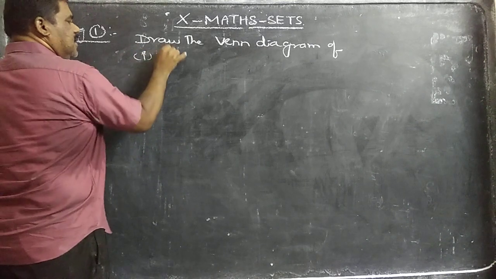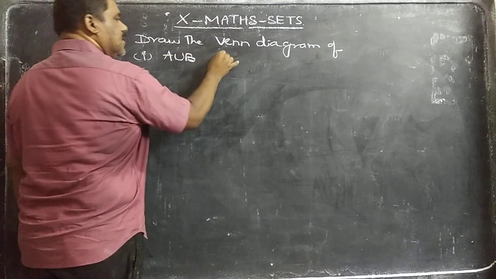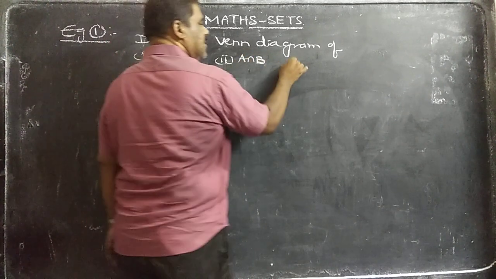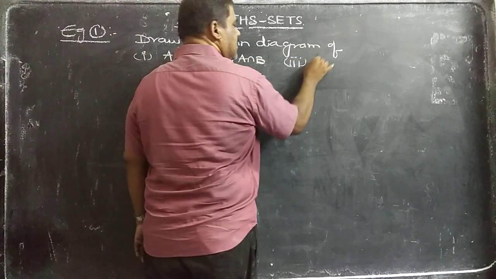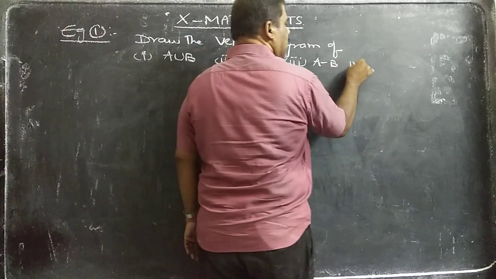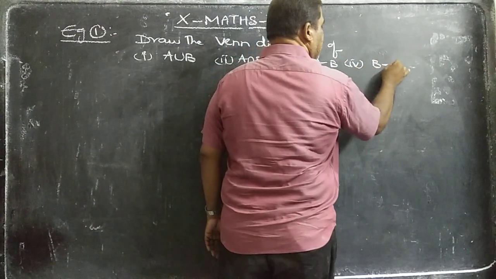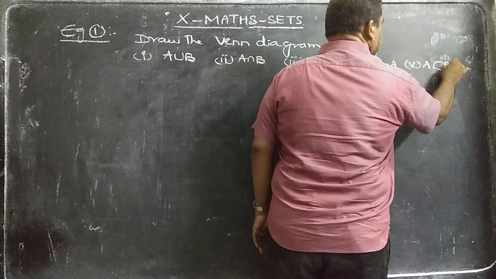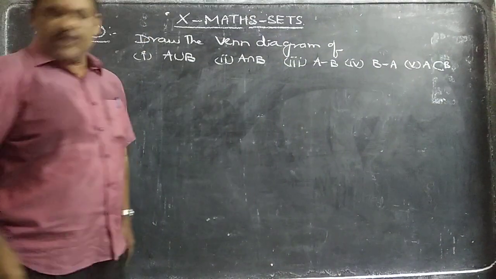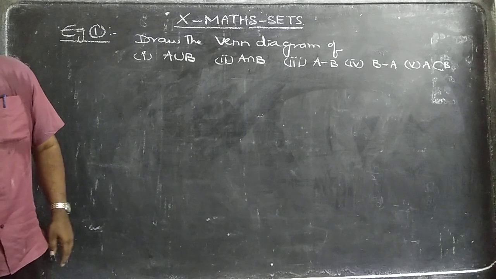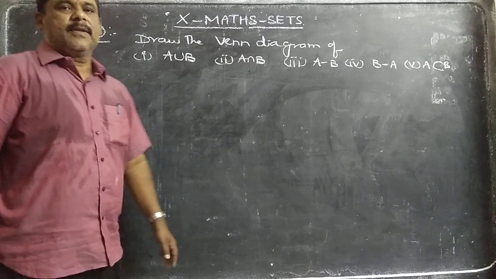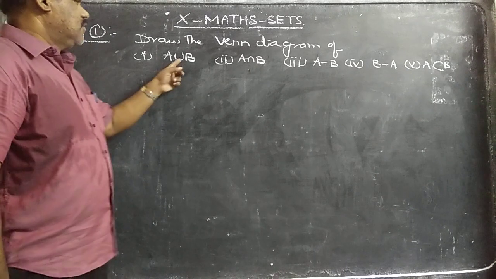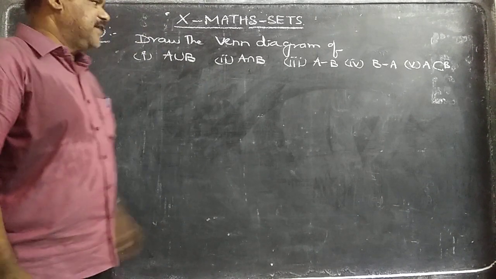First one is A union B. Second one is A intersection B. Third one is A minus B. Fourth one is B minus A. Fifth one is A is subset of B. Now we should represent the following sets by using Venn diagrams. So this Venn diagram is a new topic to you. So we have to represent these sets using Venn diagrams.